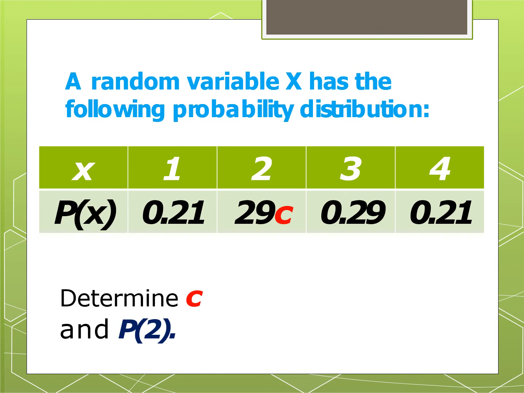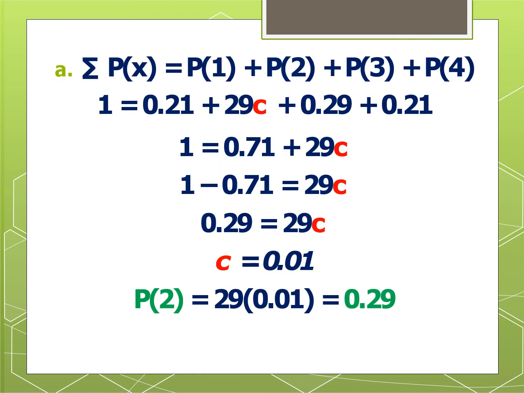Okay, let's have the second one. How about if we have the following? A random variable X has the following probability distribution. Determine C and the probability if X is equal to 2. It's the same thing; we will use the second property. So we have 1 is equal to the given probabilities. Then combine like terms, and then isolate the term with the variable, and you'll get the following.